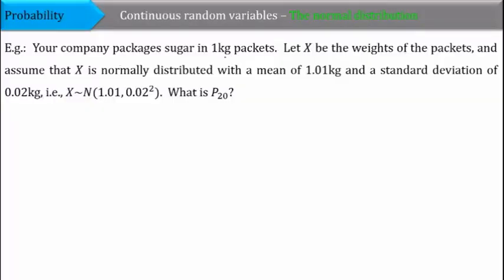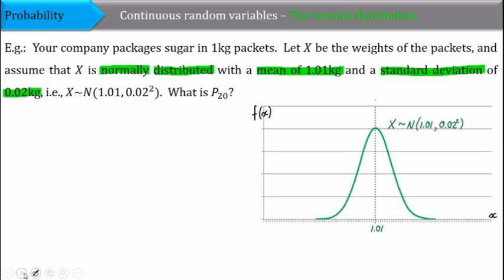It says here, your company packages sugar in 1 kilogram packets. Let x be the weights of the packets, and assume that x is normally distributed with a mean of 1.01 kilograms and a standard deviation of 0.02 kilograms. In other words, x is normal with parameters 1.01 and 0.02 squared. Okay, this is the standard deviation, so squaring it gives us the variance. The question is, what is P20? In other words, what is the 20th percentile?